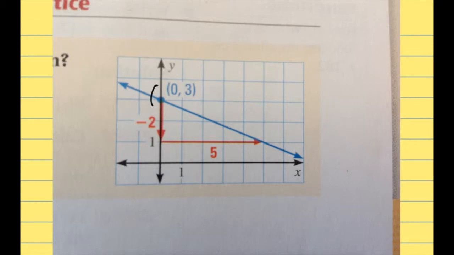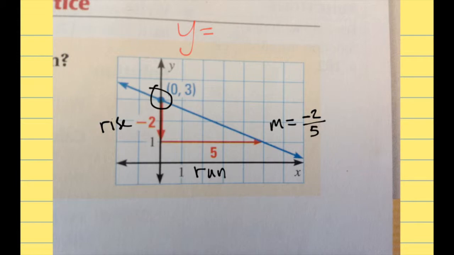We're looking for the y-intercept, where it crosses the y-axis, right there, and the slope, which is the rise, or the vertical change, over the run, or the horizontal change. So that makes our slope -2 over 5. So all we have to do is plug that into our slope-intercept form. So we get y equals our slope, -2/5 x, plus our y-intercept, 3. That's all we have to do to write our equation.